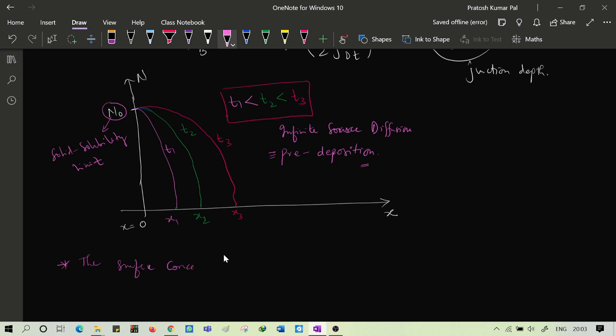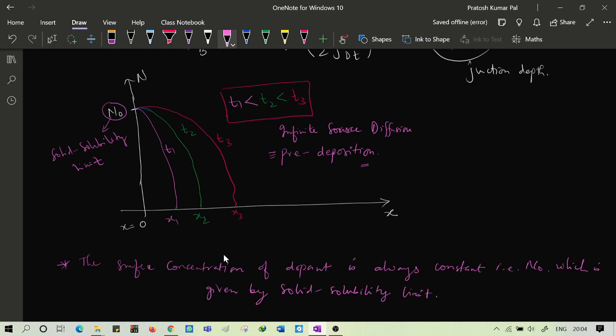The surface concentration of dopant is always constant, that is N naught, which is given by the solid solubility limit at all times.